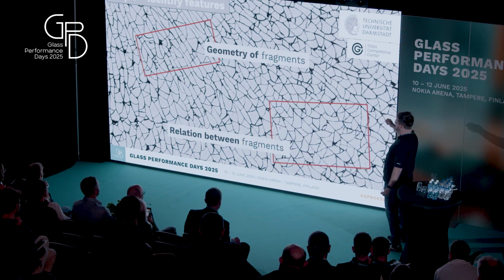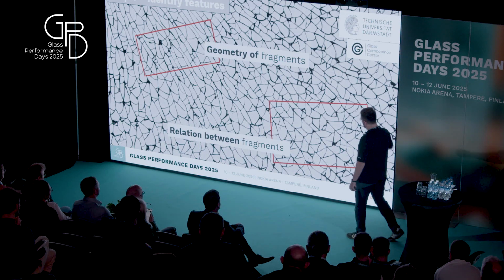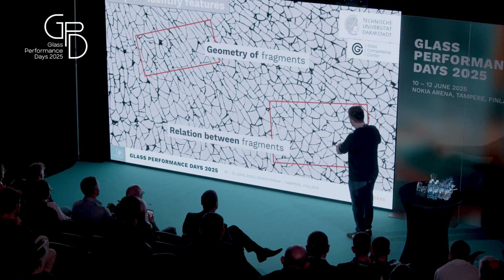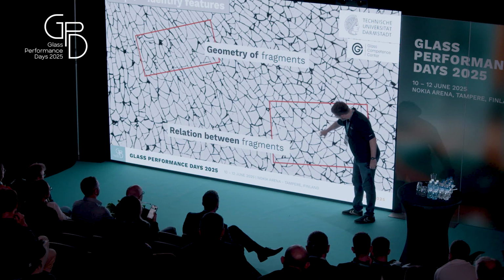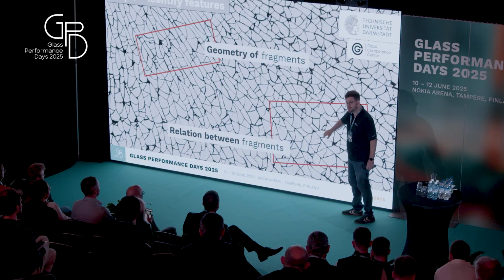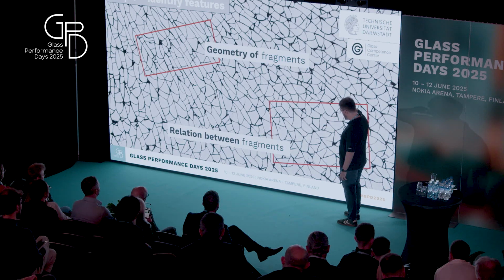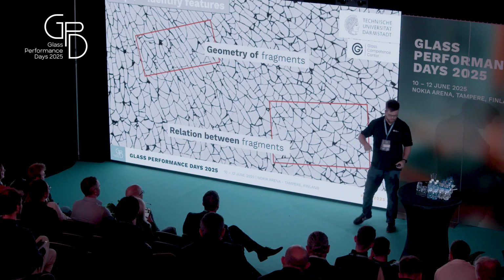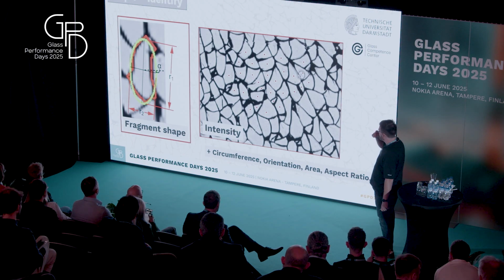The second one is called a second order stochastical measure, which looks at the relation between different fragments. For example, we can look in the region down here, and we see three larger fragments and one small fragment, and we can count that by using a so-called Lagrangian measure. But that's not really important for this talk, so I will just skip on to the next slide here.